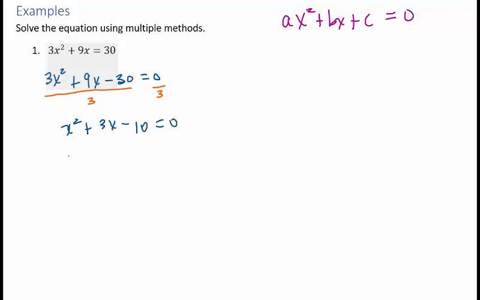At this point, we're going to try to factor. So we need factors of negative 10 that add to give us positive 3. How about 5 and negative 2? Okay, let's just verify. If you FOIL this back out, we should get x squared plus 3x minus 10.